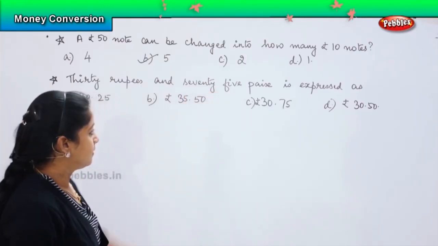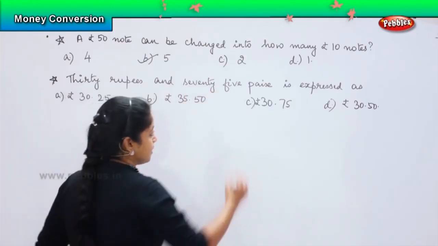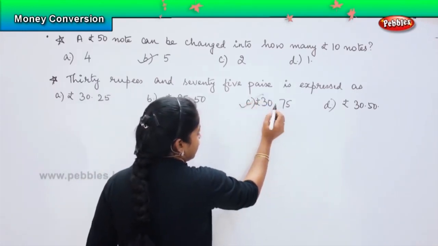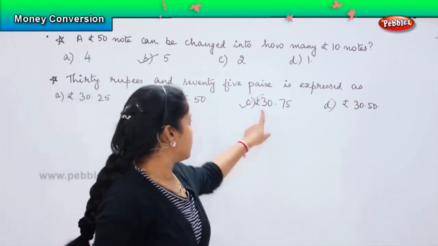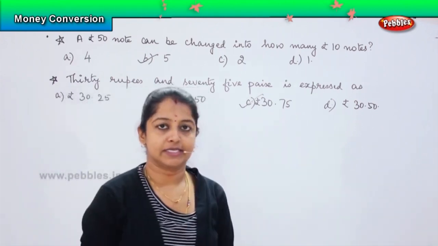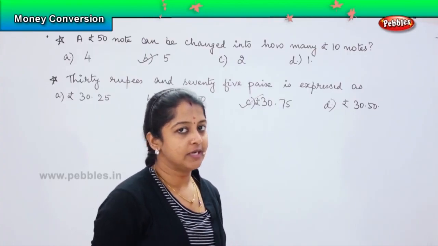Where can you see that? Yes, it is option C. So you have to put a dot after 30 and this 75 paise will be coming post the dot, which is towards your right hand side. Clear? Shall we proceed? Okay.